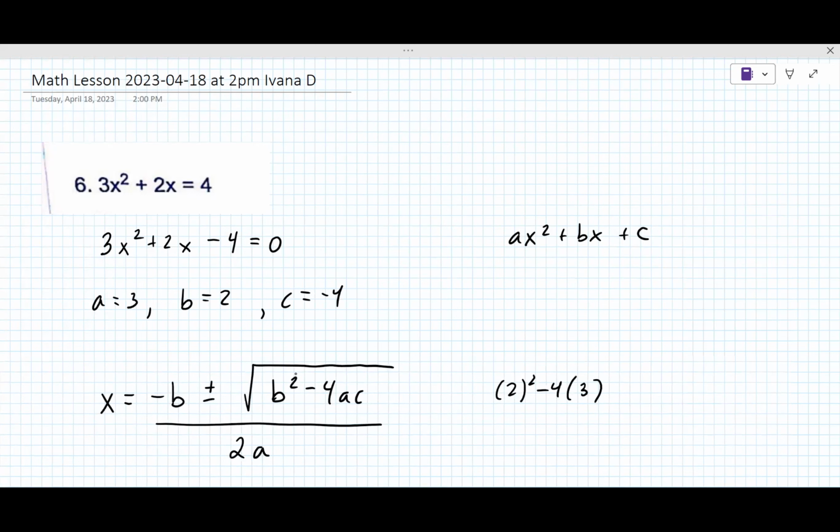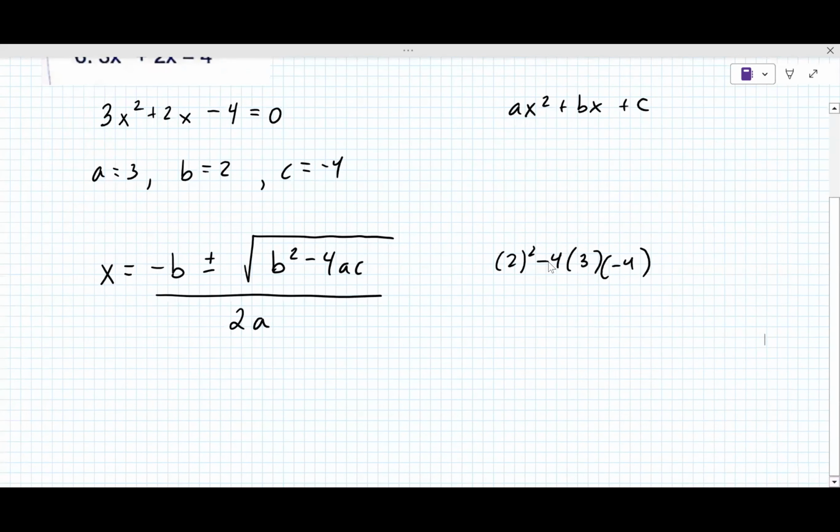4 times 3 times minus 4. Will you calculate that for us, please? Yes. Okay. So -4 times 3, -12 times -4, positive 48. And then, so that's going to be 4 minus 48. Yeah. It'll be plus because this one ends up being negative 48. Plus 48, which would be 52.